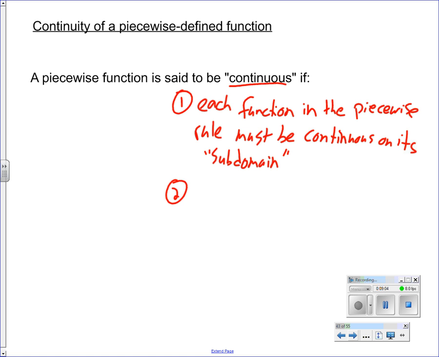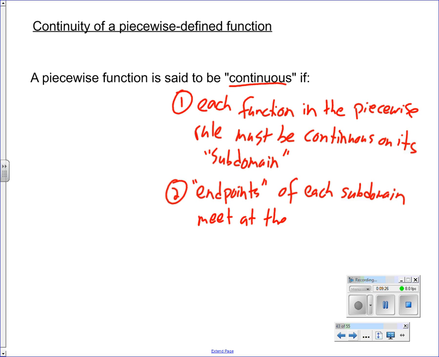And the second thing is that the endpoints of each subdomain have to meet at the same point. So basically, each function needs to be continuous where we're using that rule, and the endpoints have to meet at the same point. So where we have the break in the function, we start using a different rule, they have to come together for it to be continuous.